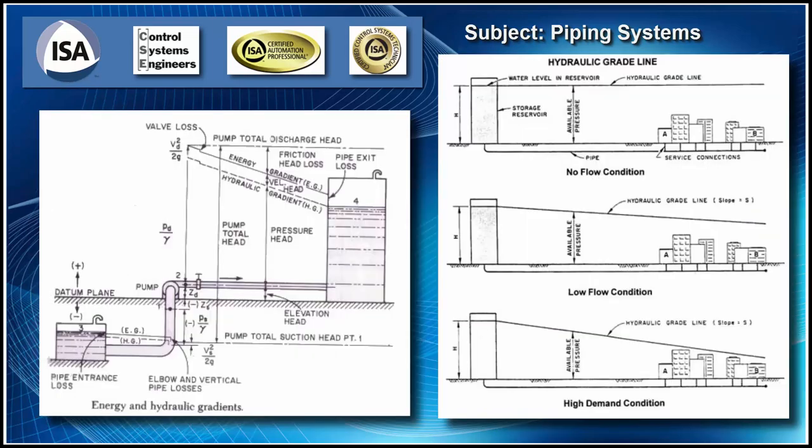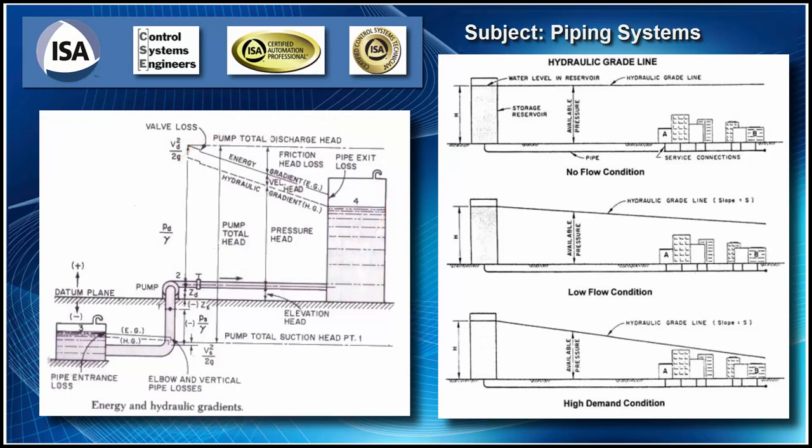Okay, if you look at this graph on the left here, you'll see energy gradient and you'll see hydraulic gradient. And in between these two lines, you'll see velocity head. And velocity head is the kinetic energy. Like we said, the faster you go, the more resistance this pipe offers to the flow of fluid. And we have to give up kinetic energy on these losses.